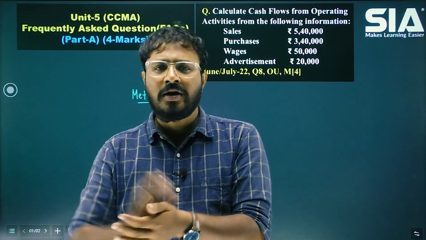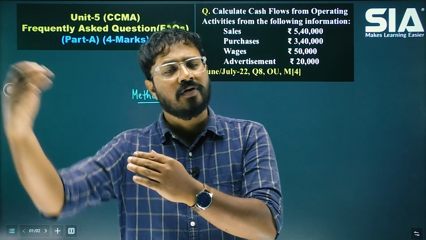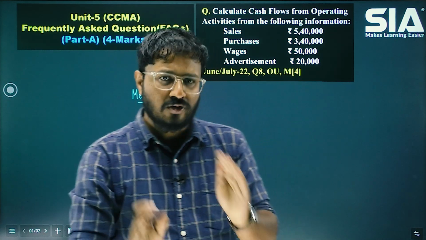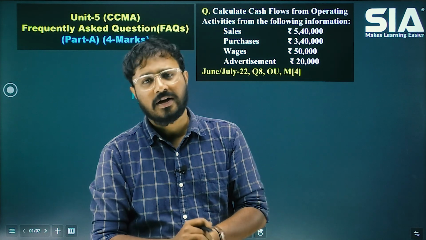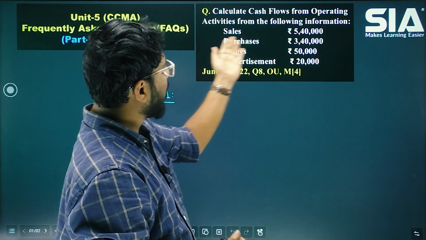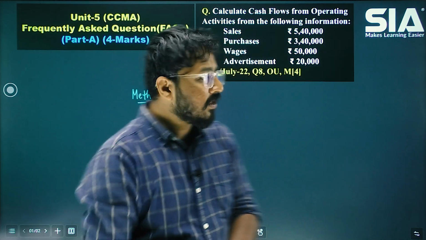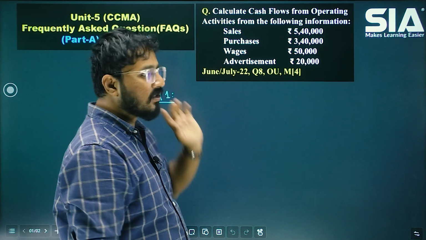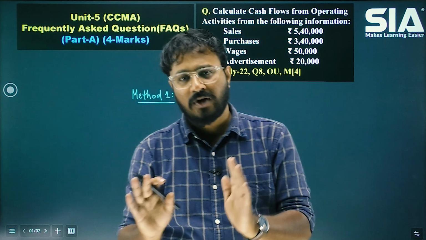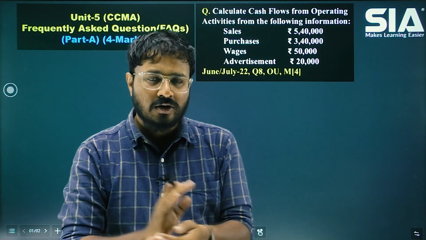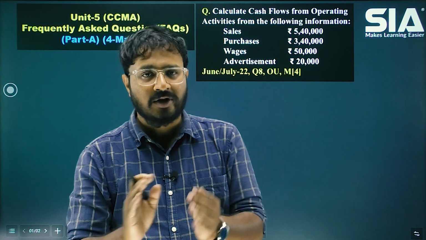If you see in Part B, question number 9 is fixed for unit 1, 10 is fixed for unit 2, like that. There is no fixed question in Part A. So let's look at the question. Calculate cash flow from operating activities from the following information. Observe the information: sales, purchases, wages, and advertisement are given. You are not given any net profit or any such details. So this indicates that you need to solve this based on the direct method.